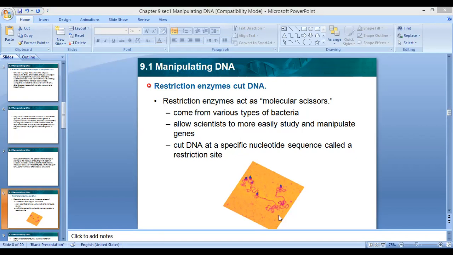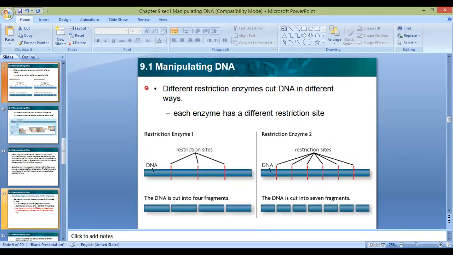It cuts the DNA, exactly. They call them restriction enzymes because they restrict the effect of the virus. They stop the effect of the virus by cutting the bacteria. Okay. Now, these restriction enzymes, how do they cut the DNA?